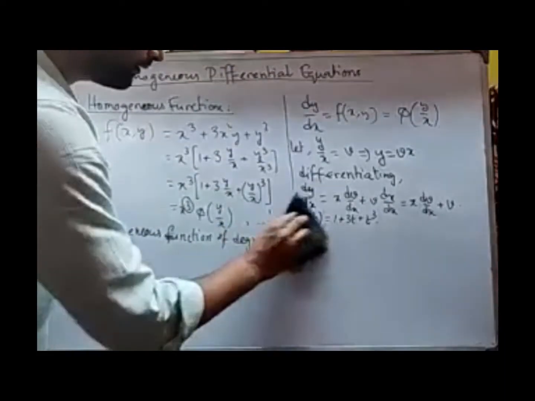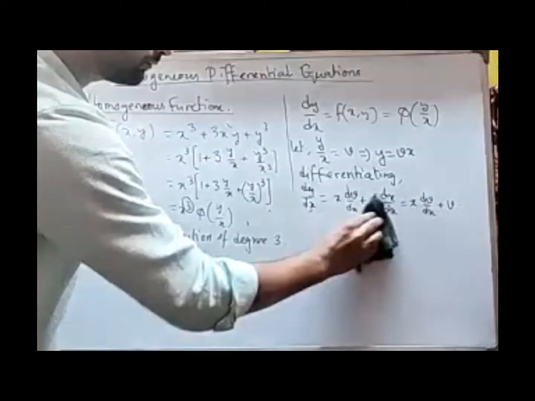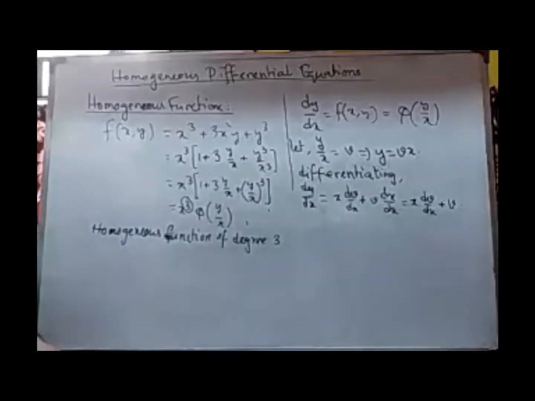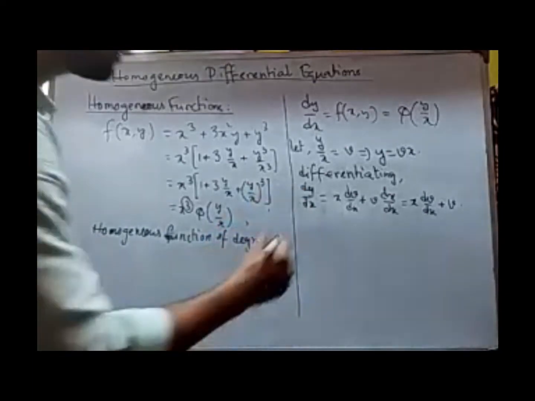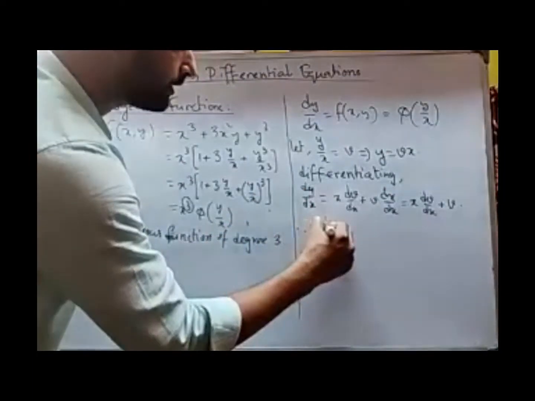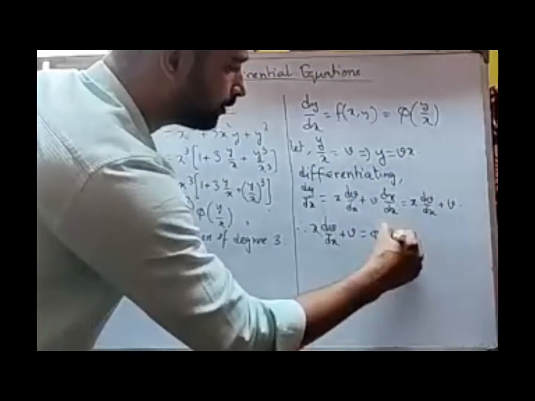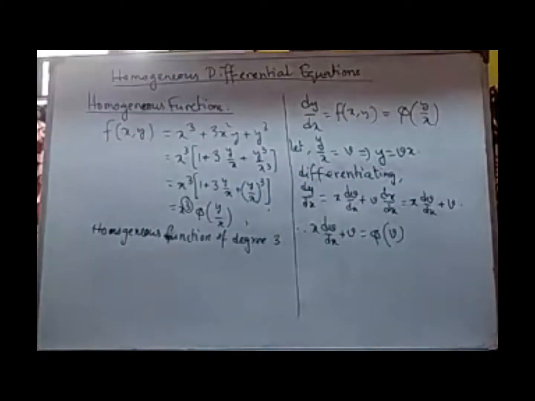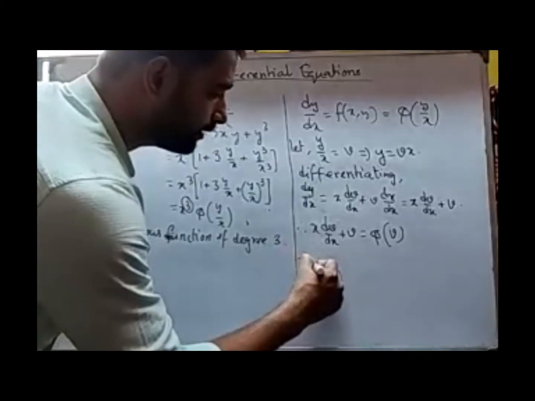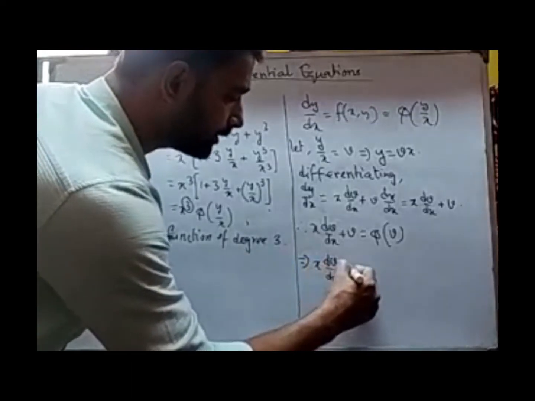So if we do that, what you are getting, you can put x dv/dx plus v equals this phi of v now. x dv/dx plus v equals phi of v, because that y by x can be replaced with v. So that means you can write this equation like this.